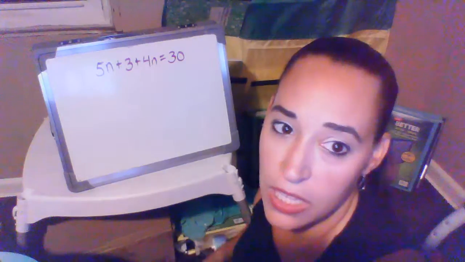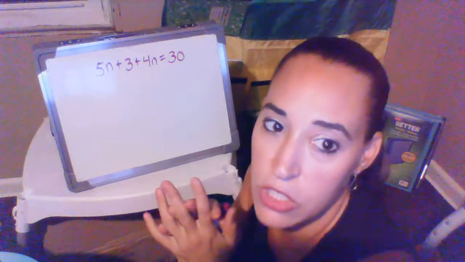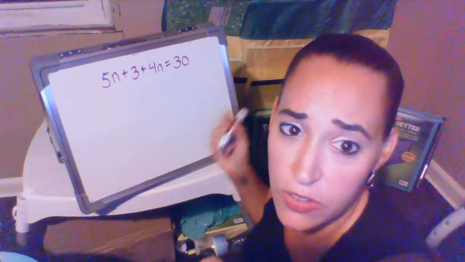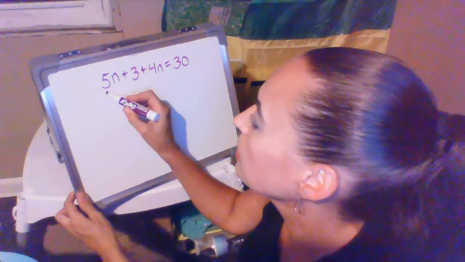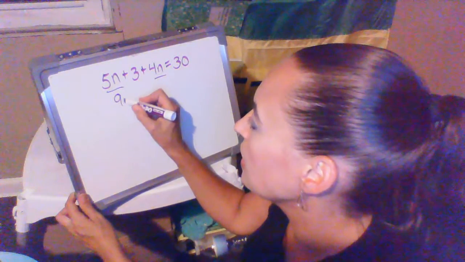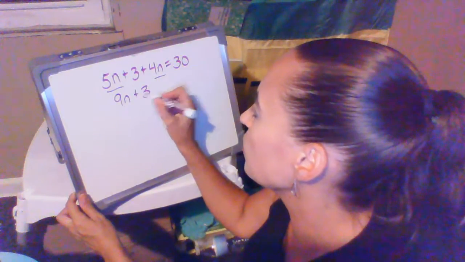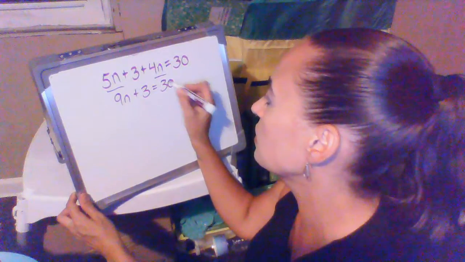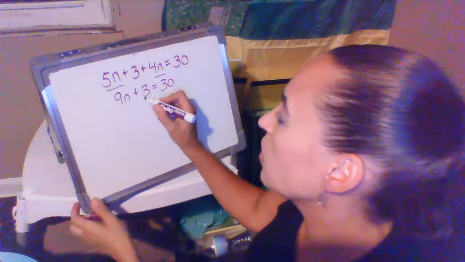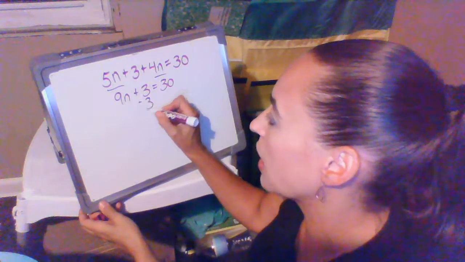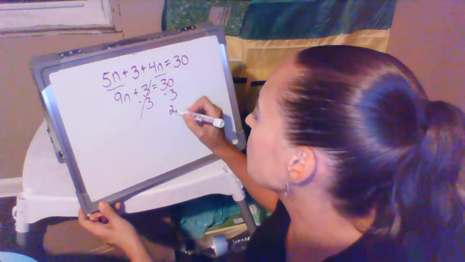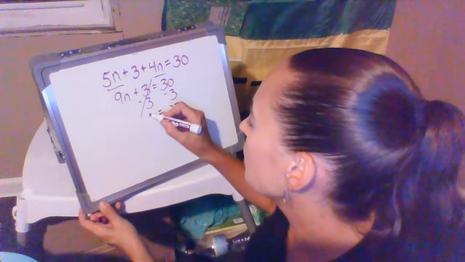Again, you see something like this, right away it should be shooting off: hey, I've got like terms, they should be combined. So the first thing you're going to do is combine your like terms. 5n and 4n: 5 plus 4 is 9n, plus 3 equals 30. Now you got to get rid of your constant. The opposite of addition is subtraction, so I'm going to subtract 3. That cancels out. This gives me 27 equals 9n.